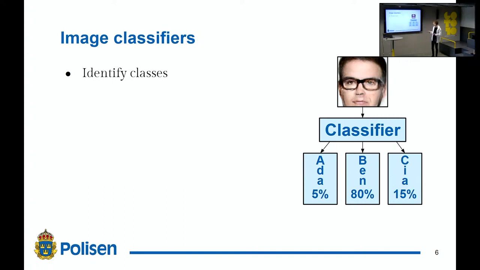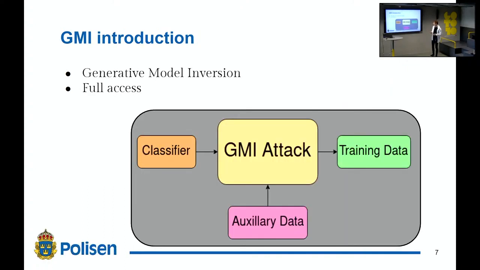But moving on to the main attack itself, the state-of-the-art attack at the moment is called a GMI attack, or generative model inversion attack. It works roughly like this, in that it takes in a classifier it's trying to attack, and then it takes in auxiliary data, and hopefully it spits out training data.